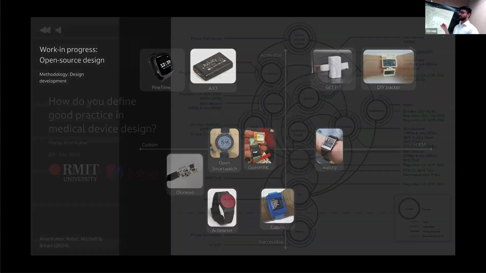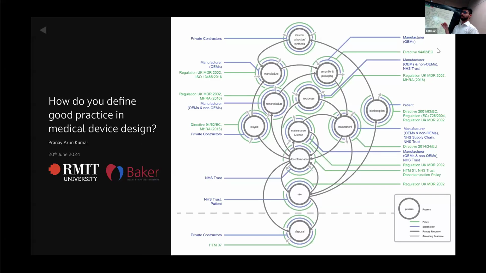to put this as a question to everyone in this panel, in this talk, and the audience. This is my understanding of some of the ethical gaps in medical device design, but we all have different experiences because we're all doing work in the same space. So how would you define good practice in medical device design? I'm going to leave you guys with that question. Hopefully we can have a conversation on that.